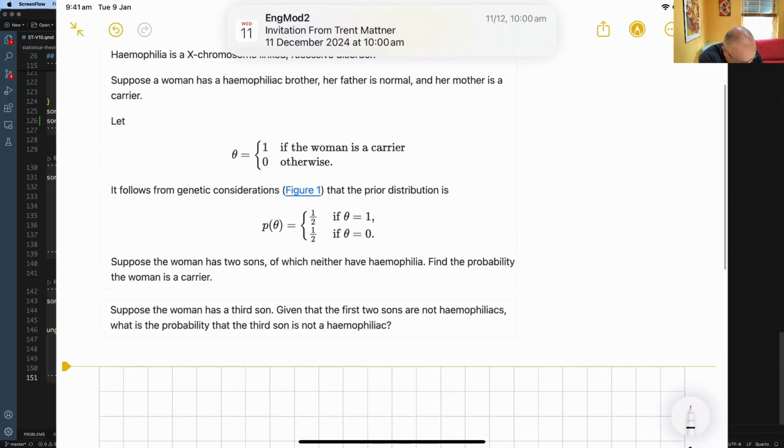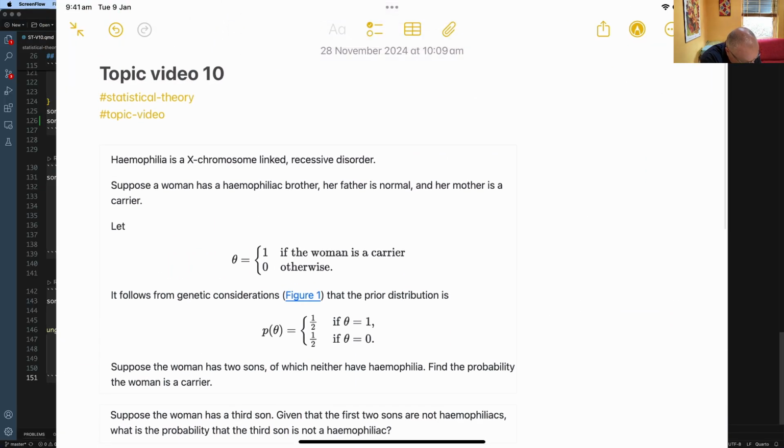So here we've got a simple setup. We've got a thing called haemophilia. This is where your blood can't clot properly, and so you bleed a lot. Basically, it's on what we call the X chromosome, and it's a recessive disorder. So to get it, you need both or all of your X chromosomes to have this particular mutation.